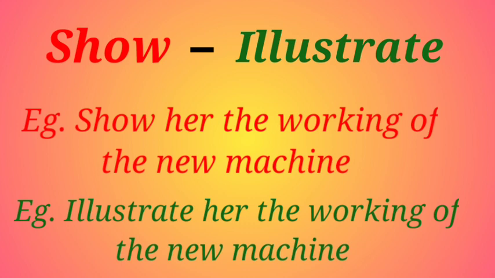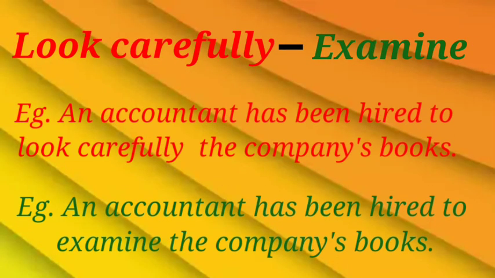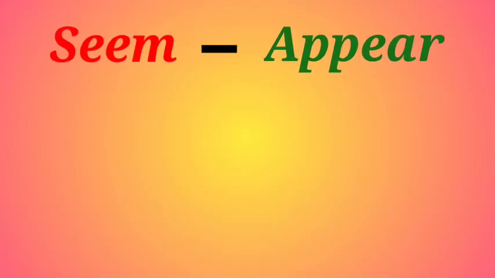Illustrate instead of show. Example, show her the working of the new machine. Illustrate her the working of the new machine. You can observe the variation very well. Examine instead of look carefully. Example, an accountant has been hired to look carefully the company's books. An accountant has been hired to examine the company's books.